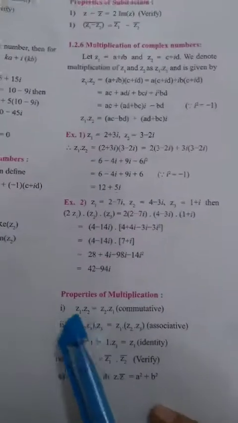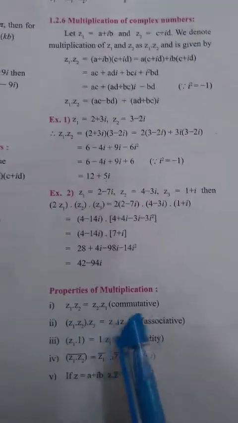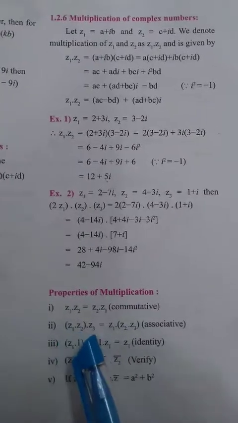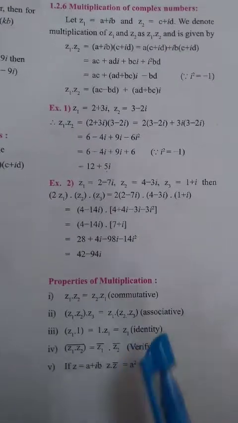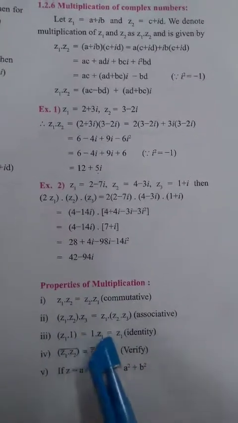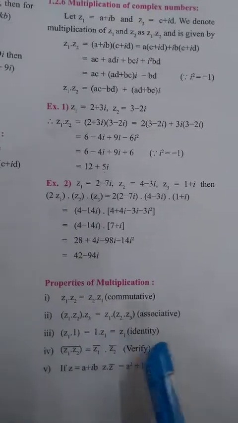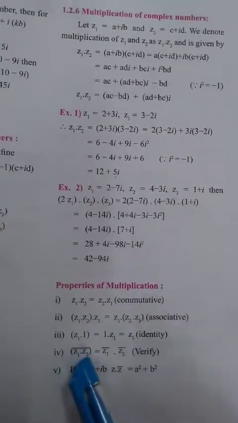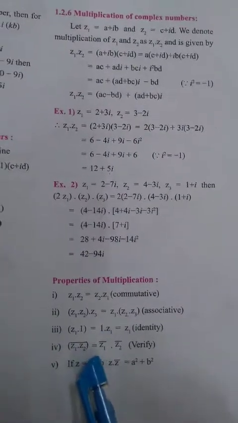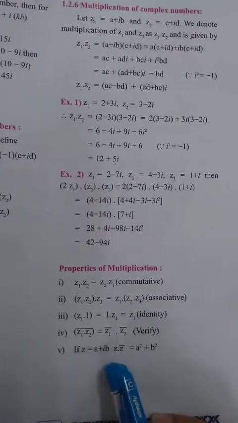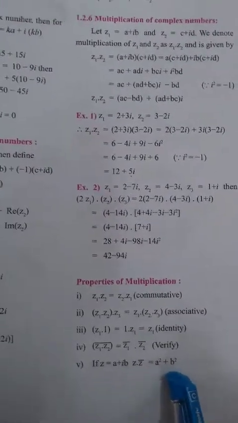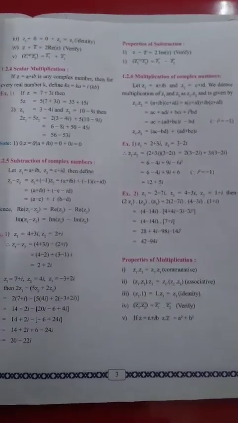Now based on this, some properties are there, so we can see those also. Z1 into Z2 is equal to Z2 into Z1. This is commutativity. Then Z1 into Z2 into Z3, so Z1 into Z2 into Z3 grouped either way. This is called associativity. Then Z1 into 1 or 1 into Z1 is always Z1, identity. Then if we take the bar of the multiplication of Z1 and Z2, it is Z1 bar into Z2 bar. Then if Z is equal to A plus iB, then Z into Z bar is equal to A square plus B square. So these are all properties which are useful in solving the exercise.